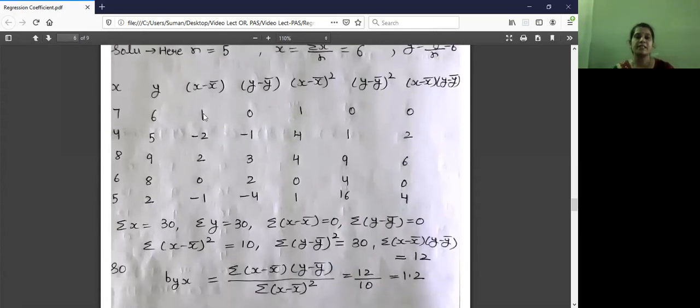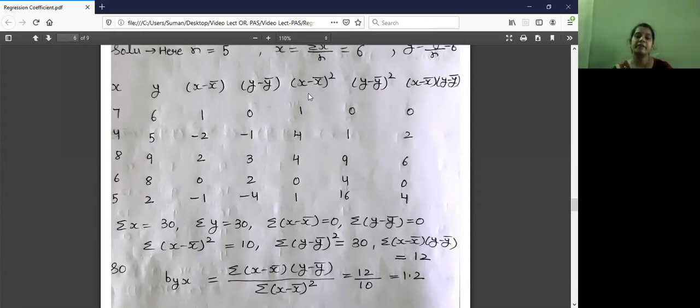So 7 minus 6 is 1, 4 minus 6 is minus 2, 8 minus 6 is plus 2, 6 minus 6 is 0, 5 minus 6 is minus 1. Y minus y bar, so 6 minus 6 is 0, 5 minus 6 is minus 1, 9 minus 6 is plus 3, 8 minus 6 is plus 2, and 2 minus 6 is minus 4. Here we get the column of x minus x bar and y minus y bar.